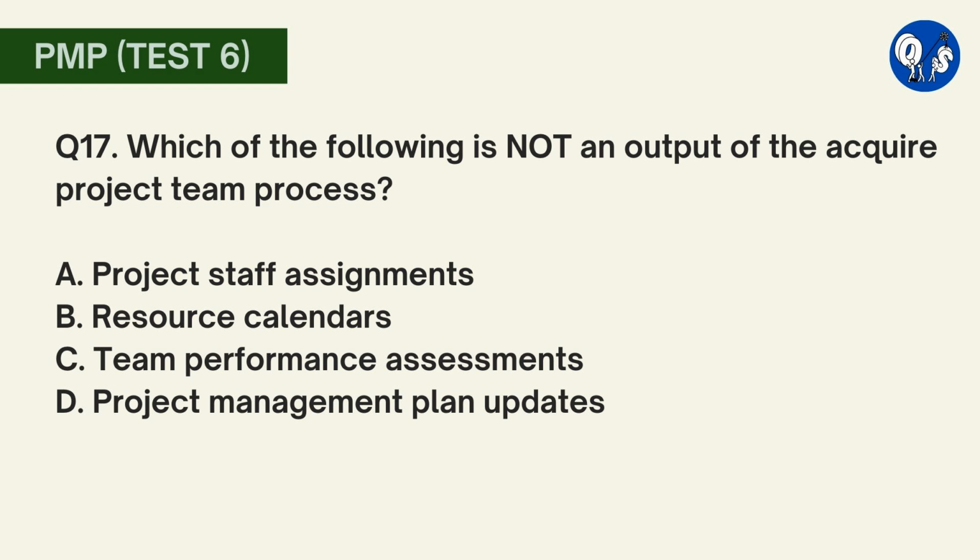Question number 17. Which of the following is not an output of the acquire project team process? A. Project staff assignments, B. Resource calendars, C. Team performance assessments, D. Project management plan updates. Here option C is correct. Team performance assessments is an output of the develop project team process. All other answers are valid outputs of the acquire project team process.